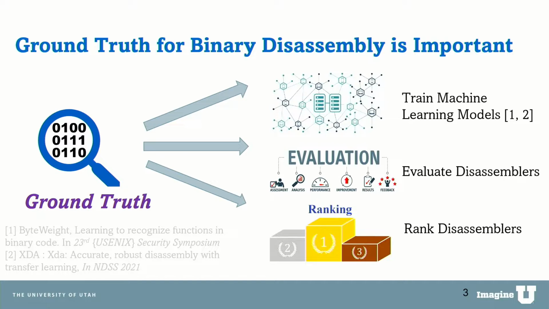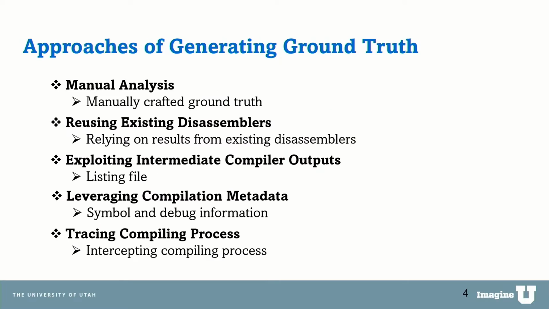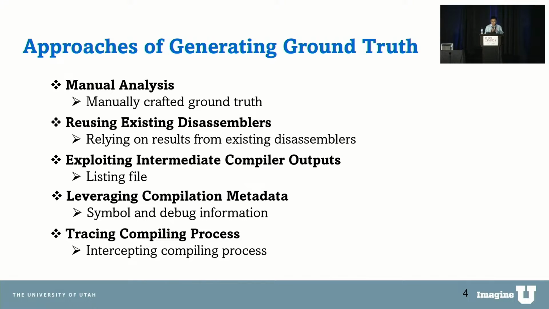Although everyone is aware of the importance of ground truth for binary disassembly, they have less agreement on the way of generating ground truth. So here we summarize all the mainstream approaches of generating ground truth for binary disassembly. First is manual analysis. This approach relies on manually crafted ground truth.